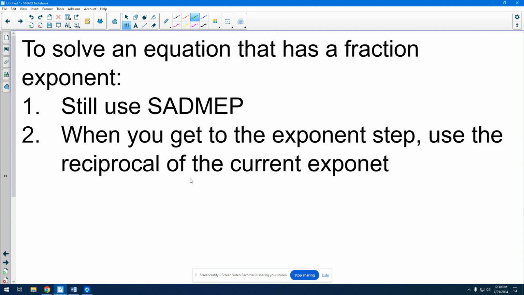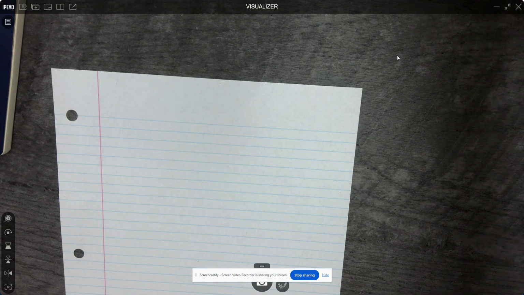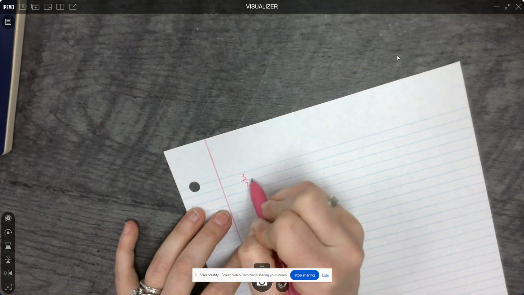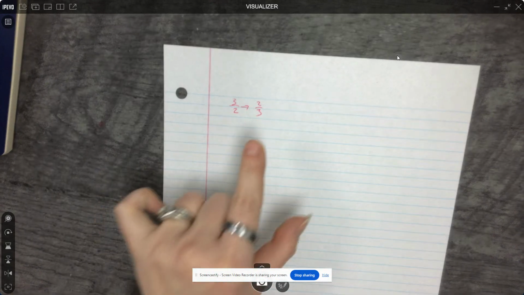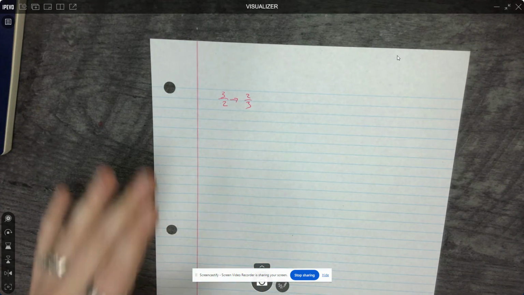We're still going to solve with the same exact process that we did with our squares, square roots, cubes, and cube roots. Except when you get to the exponent step, to get rid of your exponents, you're going to use the reciprocal of your current exponent and apply that to both sides as an exponent. Reciprocal, remember, is just take your fraction and flip it. So the reciprocal of 3/2 is 2/3. If I have this exponent, I'm going to apply this as an exponent to both sides of my equation.